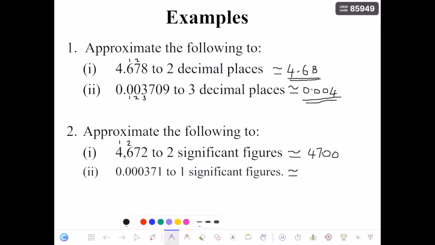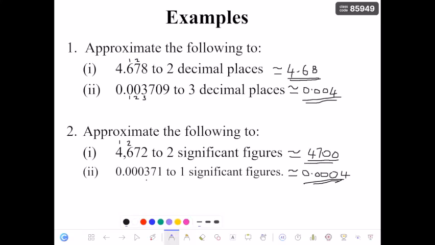Then finally, this one says to 1 significant figure. 1 significant is this 3. So your answer is going to be 0.0000. Then look at 7. 7 is close to 3. So you add 1 to 3, it will now become 0.004. So this is your final answer to this.